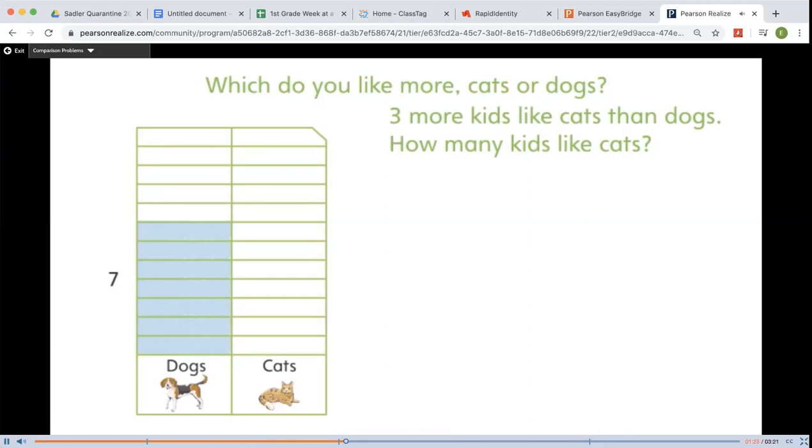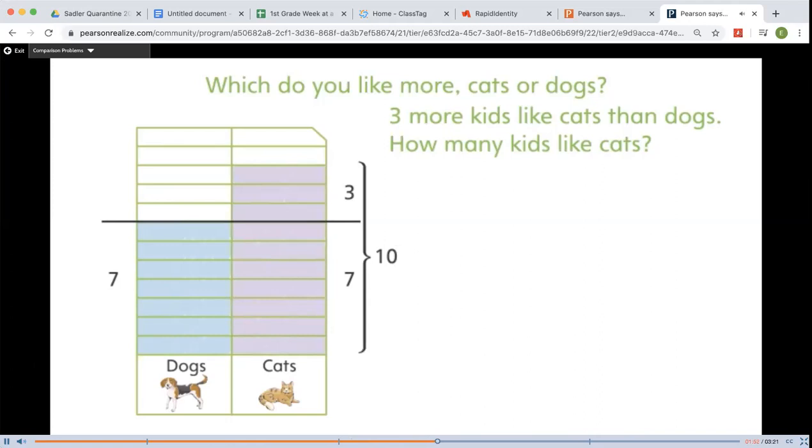Let's see. I know that it's more than 7 since he said 3 more like cats than dogs, and my chart shows that 7 kids like dogs. On my chart, I showed how many people would like cats if they were the same. That would be 7 kids. Then I showed 3 more. 3 more than 7 is 10. 10 of Seth's classmates like cats.